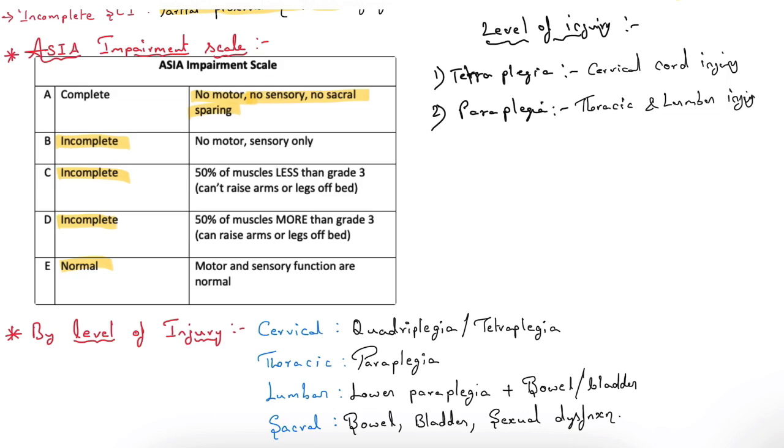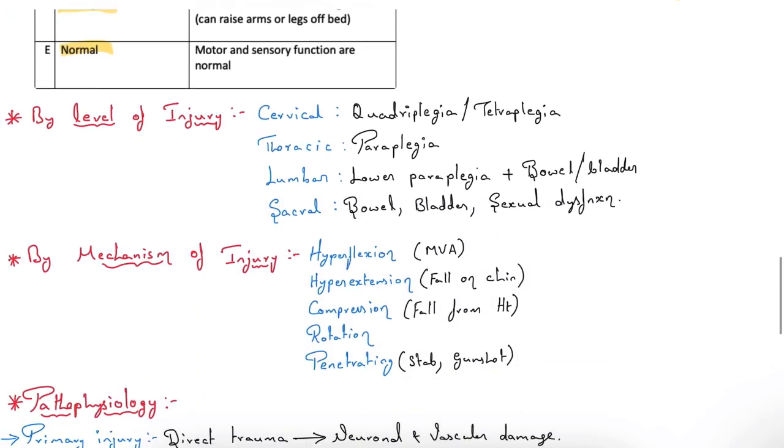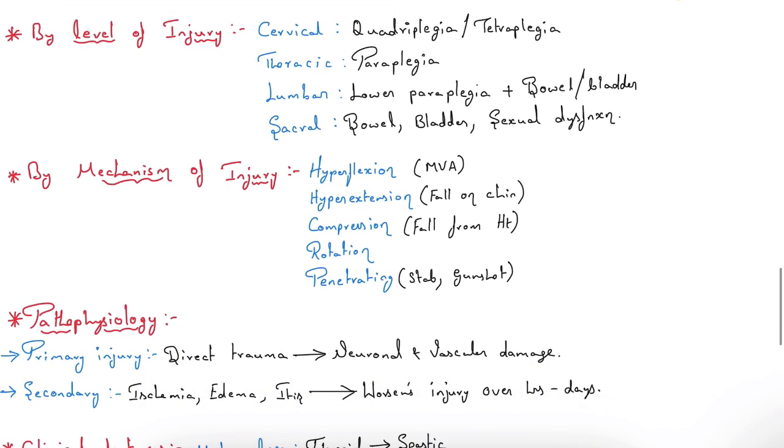Okay, so next, by level of injury, based on the level we can see some clinical features. If any injury happens in the cervical area, then we can see quadriplegia, and tetraplegia we already discussed.